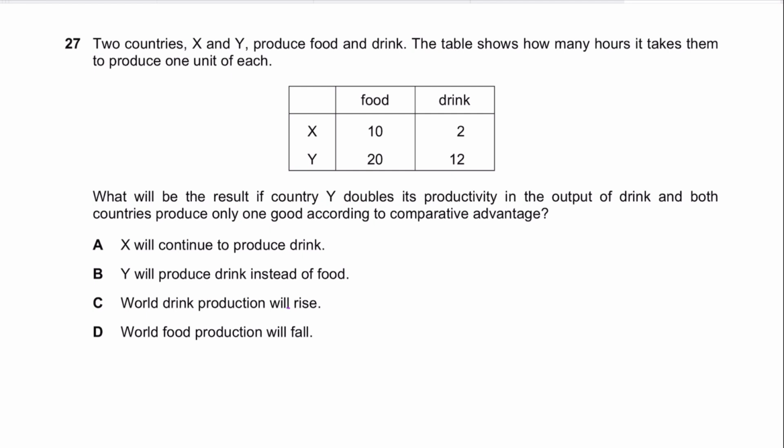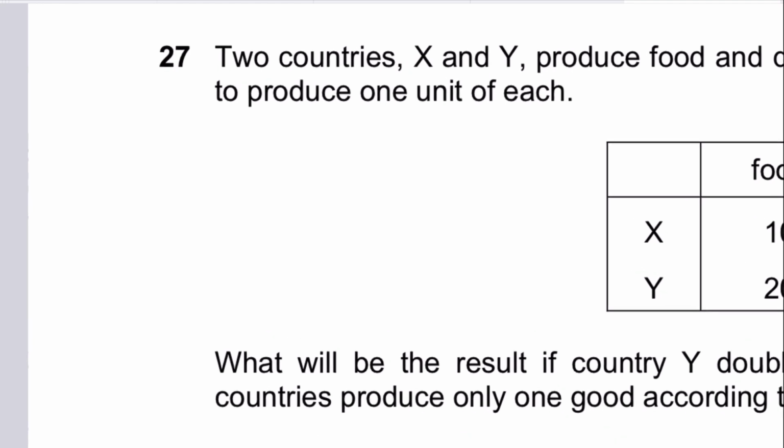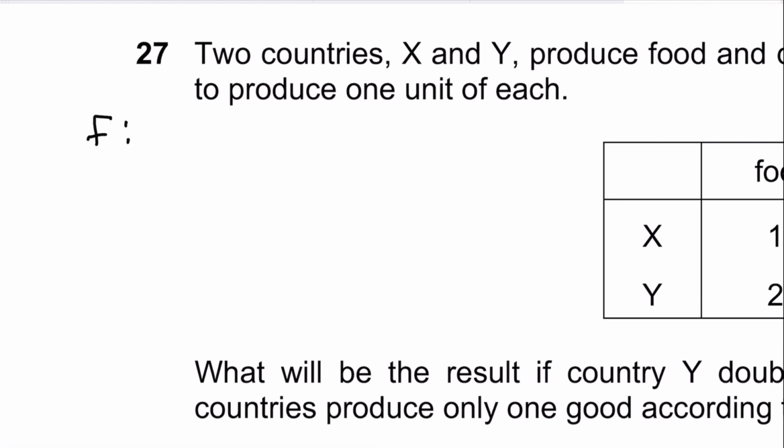First, they have given hours, right? In order to find the comparative advantage, we need to calculate the number of units. That is my way to go about it. They have given that to produce 1 unit you need 10 hours and 20 hours respectively for country X and Y, and then 2 and 12. So basically they have given you the number of hours. What you do is calculate the number of food and drink units that will be produced in 1 hour, right?